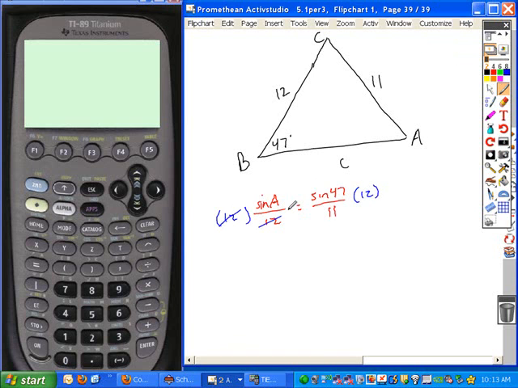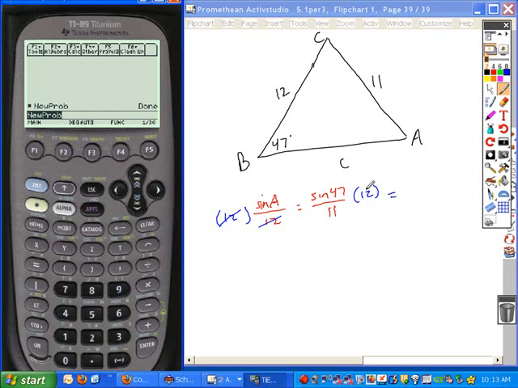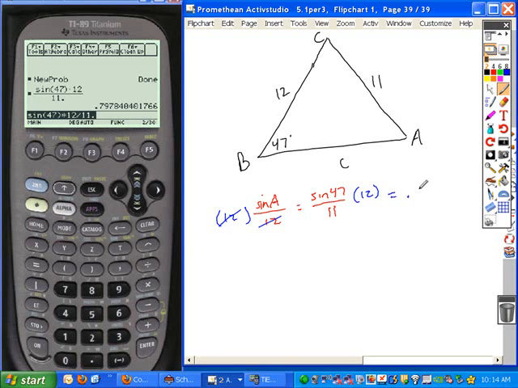Multiply both sides by 12. And so to find what the sine of A is, or to find what angle A is equal to, if we know that the sine of A is equal to this ratio, so if we take the sine of 47 times 12 divided by 11, put it in decimal form. So here's what the sine ratio is for angle A. If we know that that's the case, 0.798 approximately, how can we find what angle A itself is equal to?